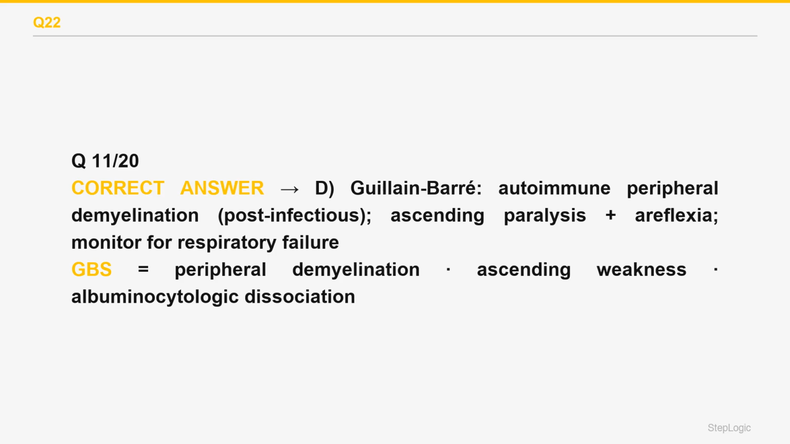Treatment is IVIG or plasmapheresis, not steroids. The peripheral demyelination causing ascending paralysis with albuminocytologic dissociation, with respiratory failure as the key danger, is Guillain-Barré syndrome.